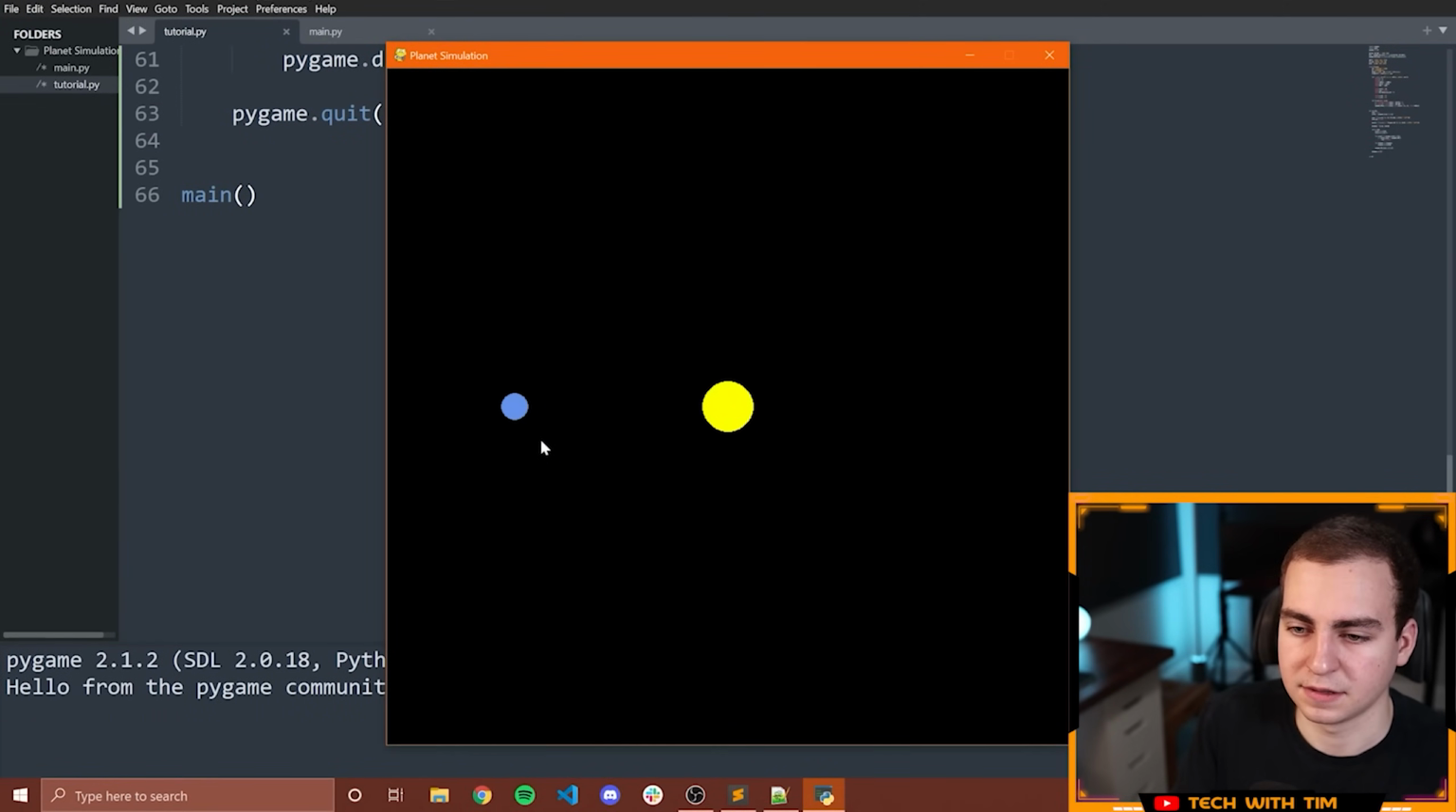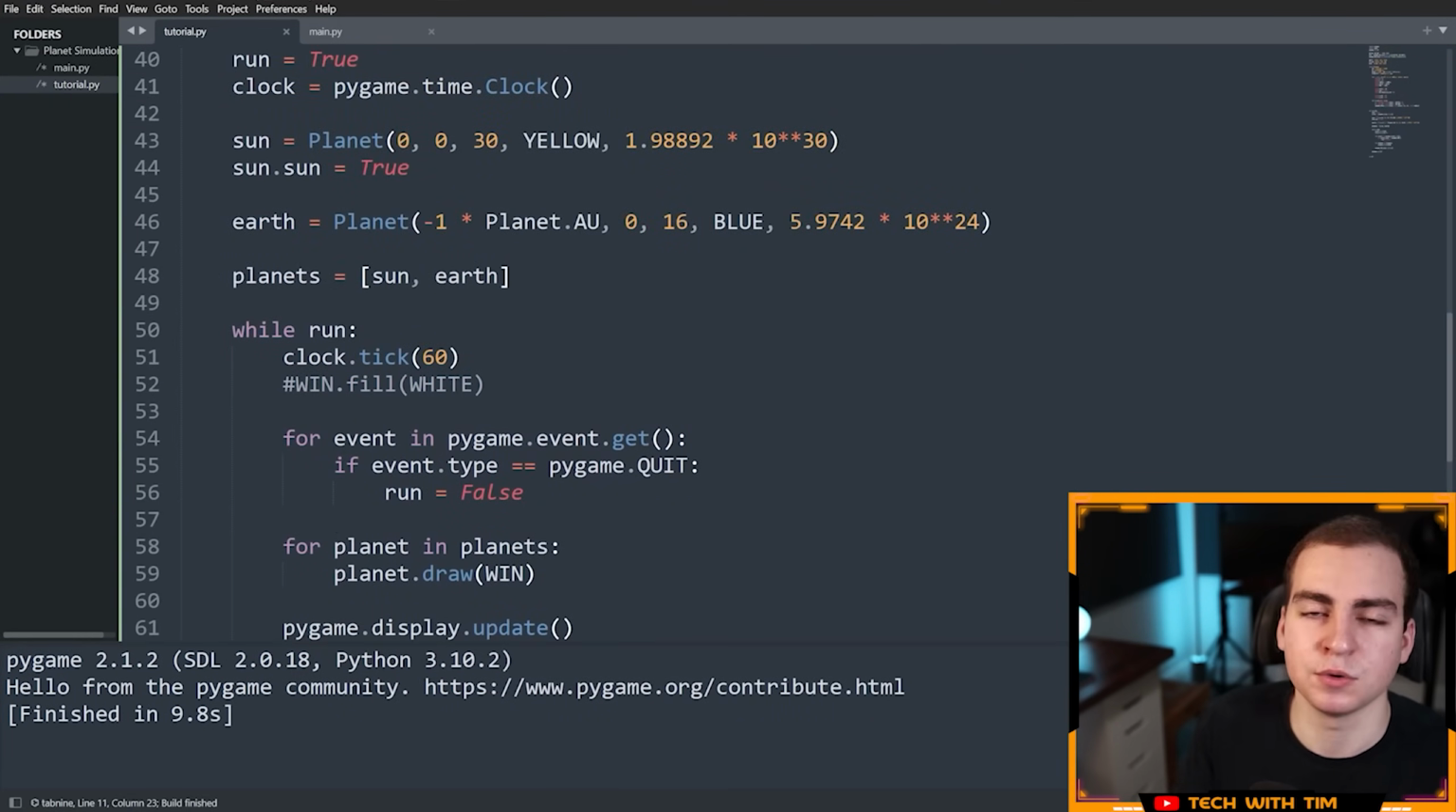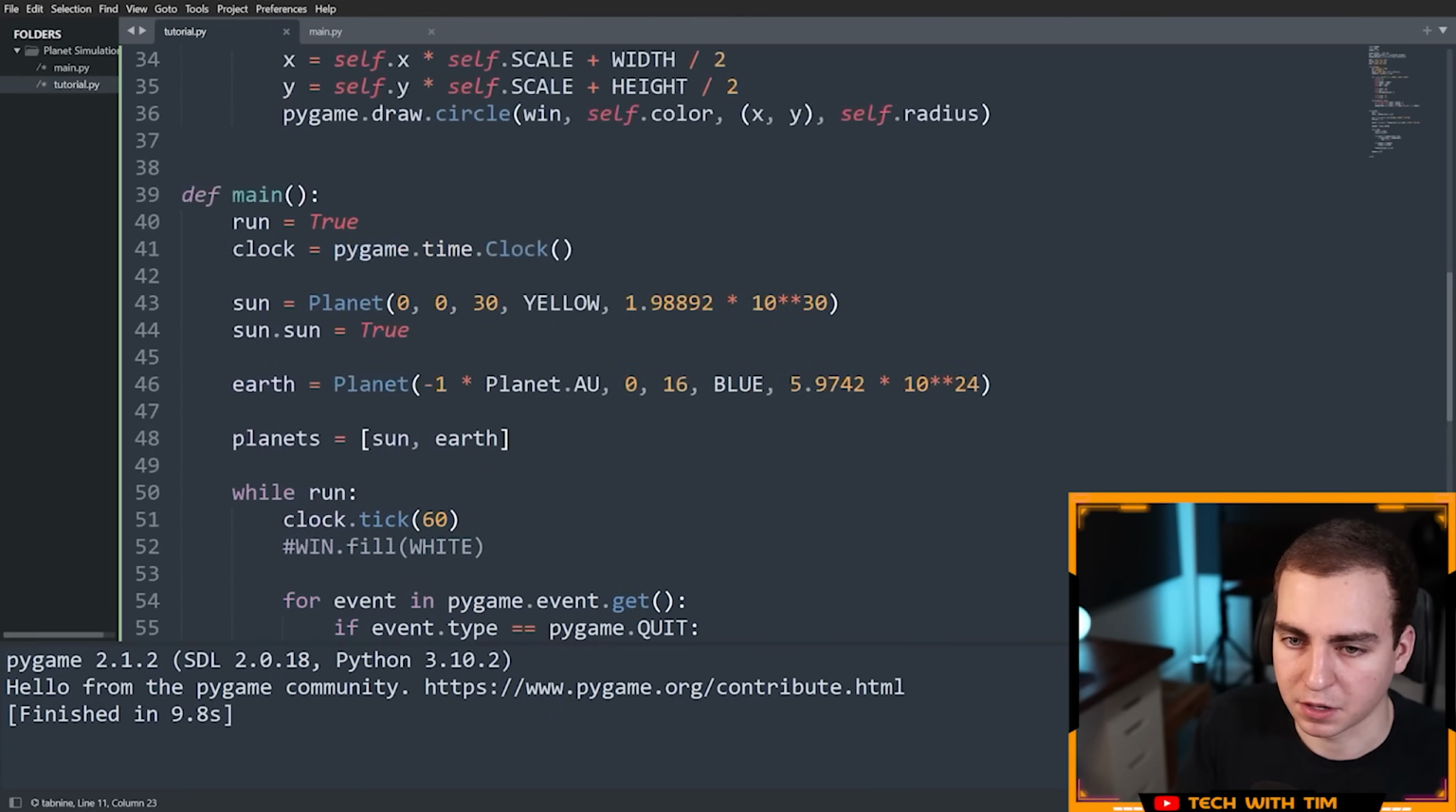And there we go. We get the Earth, which is 1 AU away from the sun. Hopefully that makes sense, but this is how the scale is working. We put it at -1 AU, which means we're going to the left. If we put it at 1 AU, we would have gone to the right. Doesn't really matter where we start it. And there we go. Okay, so now we have the Earth.